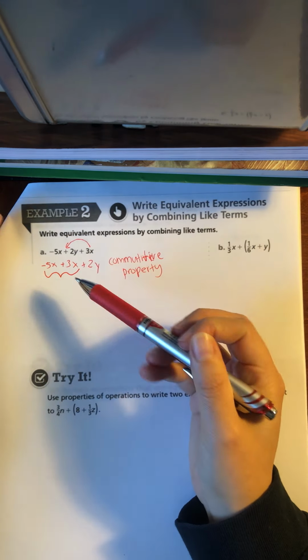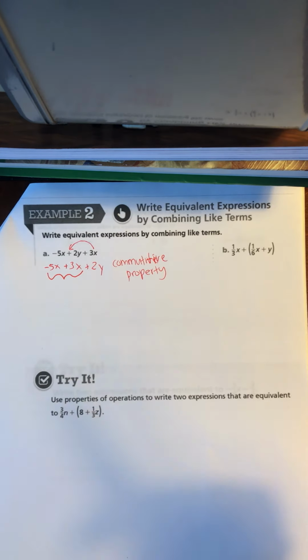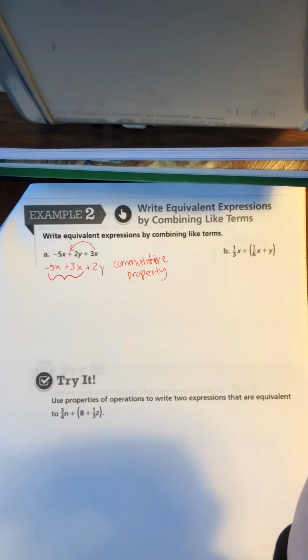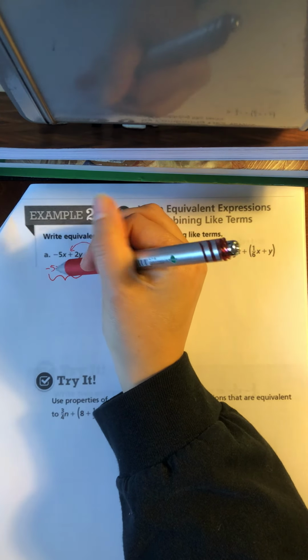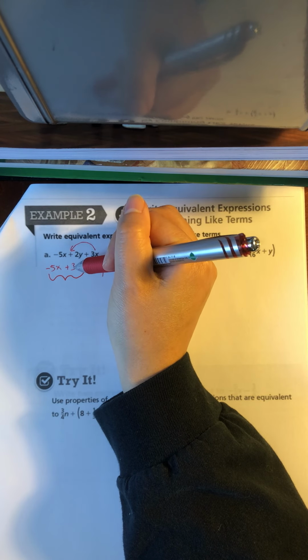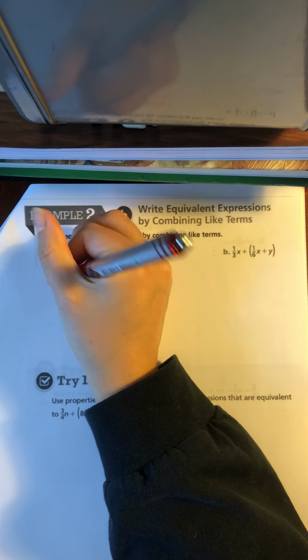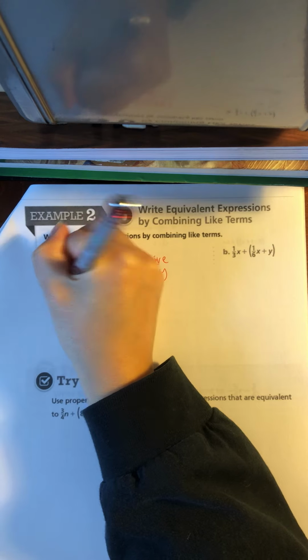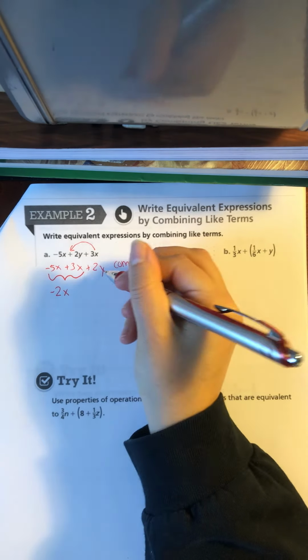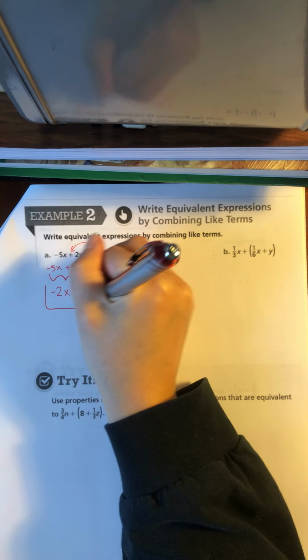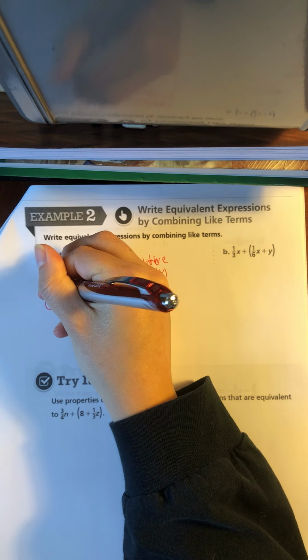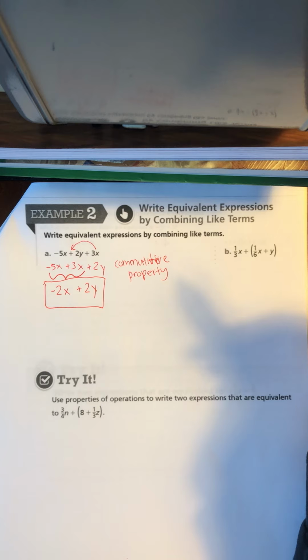Okay, now we can combine like terms. So I'm going to combine these terms. Negative 5x plus 3x is negative 2x. Be careful with your negatives, okay? Sometimes we struggle with that. If you have negative $5 and you're adding $3 to your bank account, you have negative $2, so negative 2x. And then we're just going to add the 2y. We can't do anything with that. So our final simplified expression is negative 2x plus 2y.